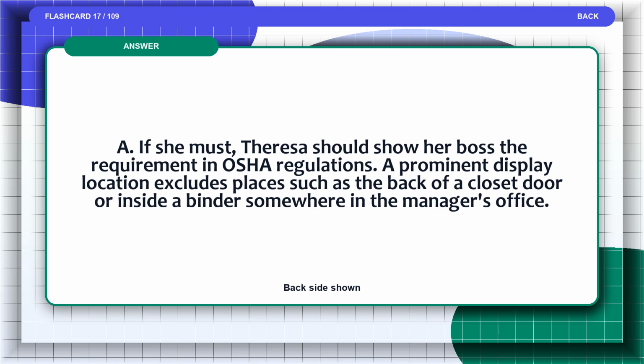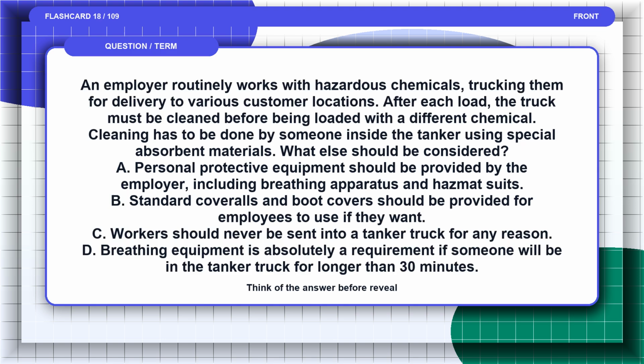The answer is, if she must, Teresa should show her boss the requirement in OSHA regulations. A prominent display location excludes places such as the back of the closet door or inside a binder somewhere in the manager's office.